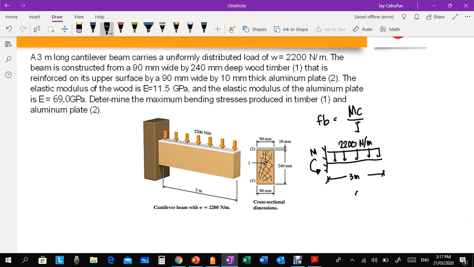So, di ba, kuha lang siya? 200 times 3 times 1.5. So, pila si M? M is equal to 2,200 times 1.5, that is 9,900. 9,900 Newton meter.